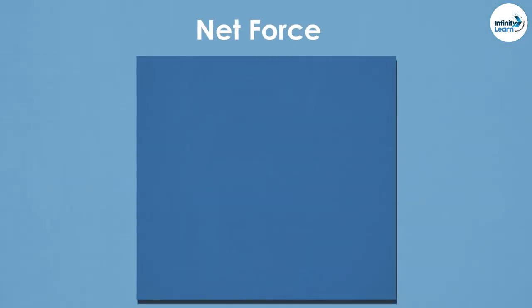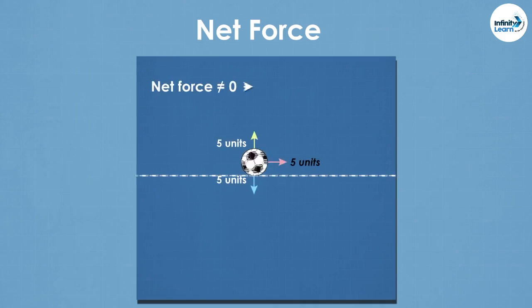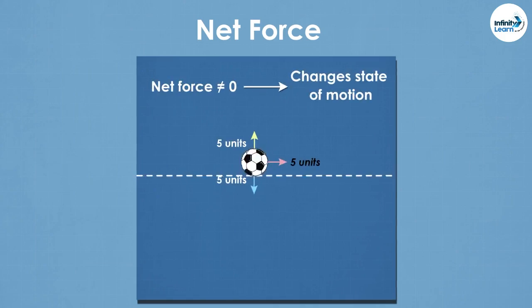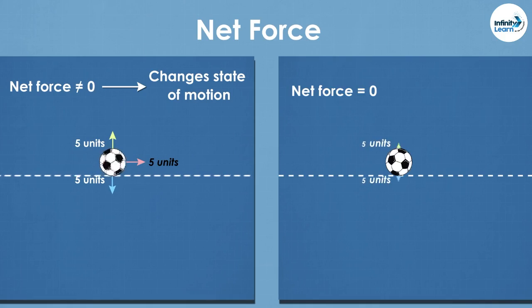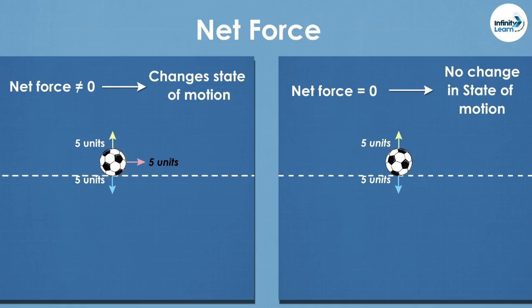Why are we discussing net force? It's because when there's net force acting on an object, its state of motion will change. And when the net force is zero, the object's state of motion will not change. So net force changes the velocity of an object. We can say that a net force causes acceleration.